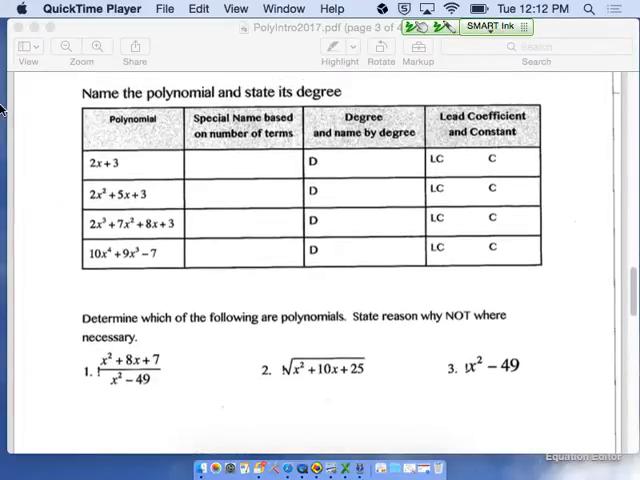And then here, just naming the polynomial: a special name based on the number of terms, naming it by degree, and then in the last column, identify the lead coefficient and the constant. So looking at the first, name based on the number of terms. This is a binomial because I have 2 terms. The degree is 1 because the degree on x is 1. The lead coefficient would be 2. Remember, the lead coefficient is the coefficient on the term with the highest power. And then the constant is 3, the constant being the term without a variable.